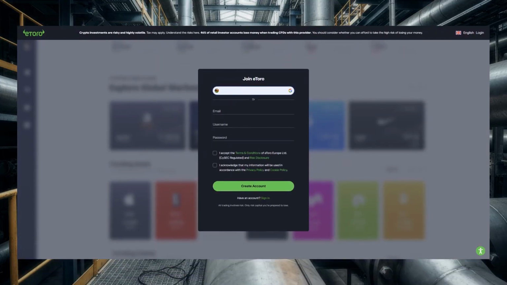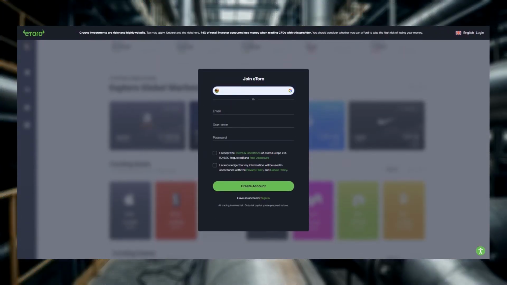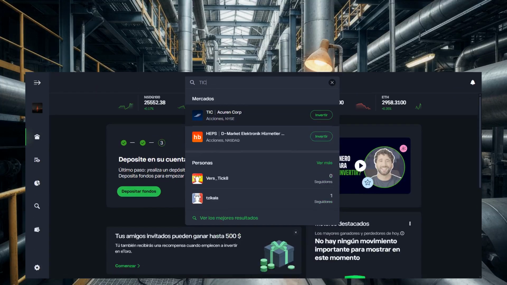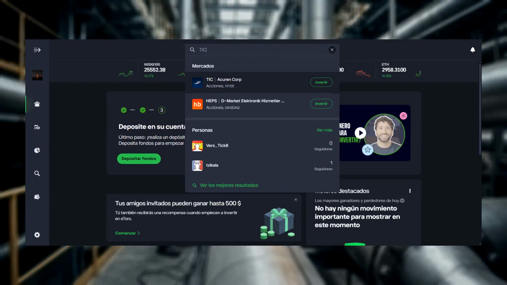To buy shares, you need a brokerage account, and I will use eToro as the example platform to demonstrate the process. After registering, you must verify the account, usually with an ID document, and add funds before you can place a trade. Use the platform search bar and type the ticker TIC to find Acuren Corp. Locate the listing that matches Acuren Corp on NASDAQ to open the correct asset page.